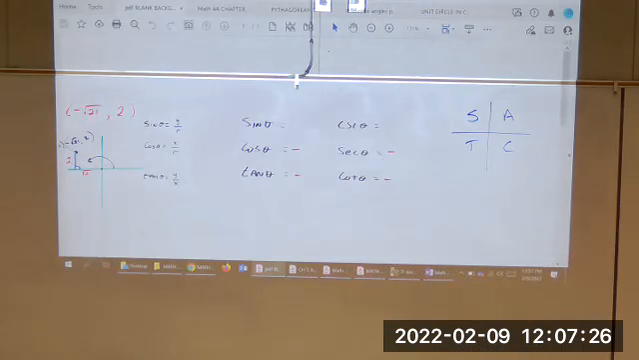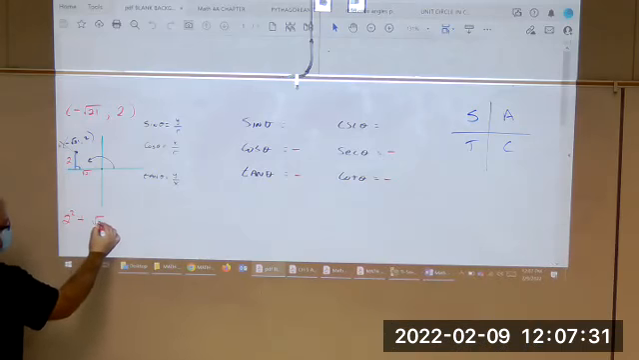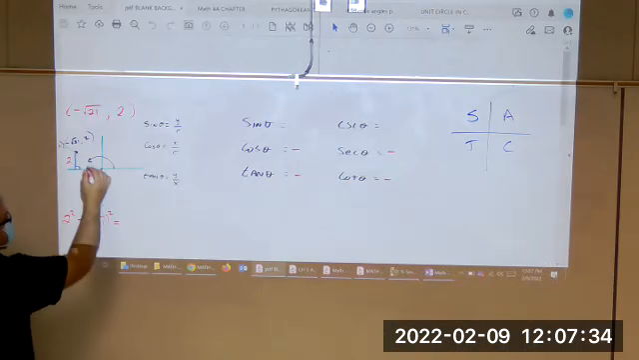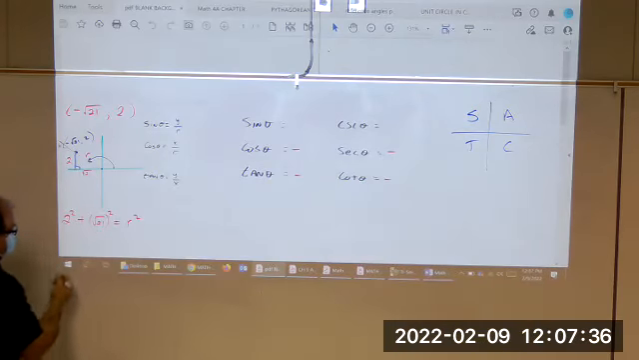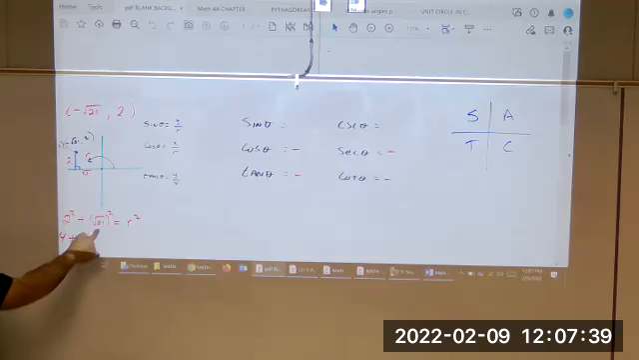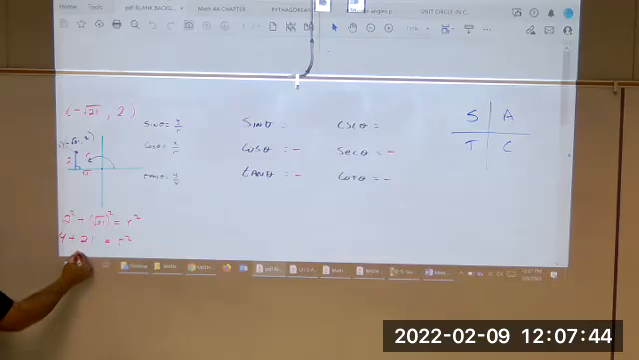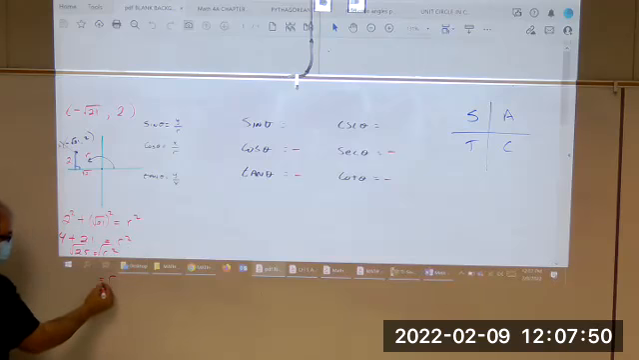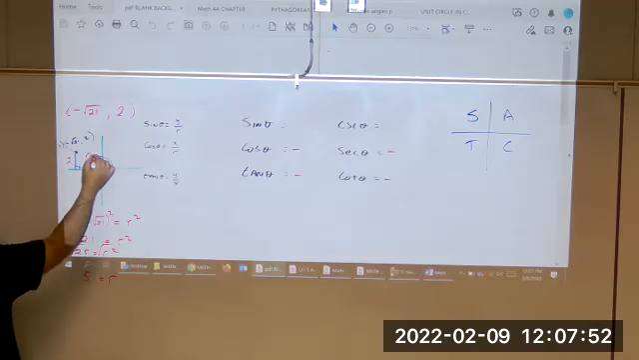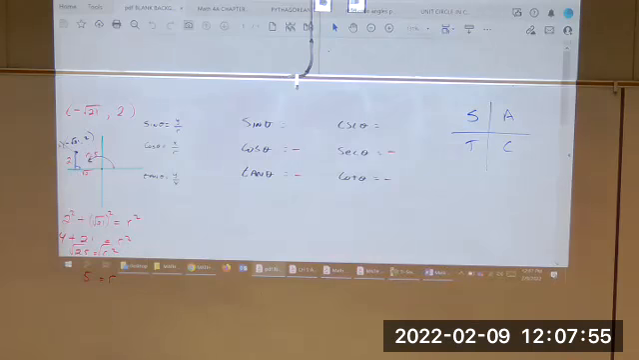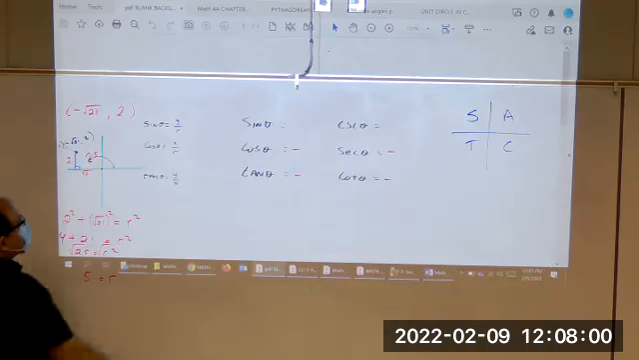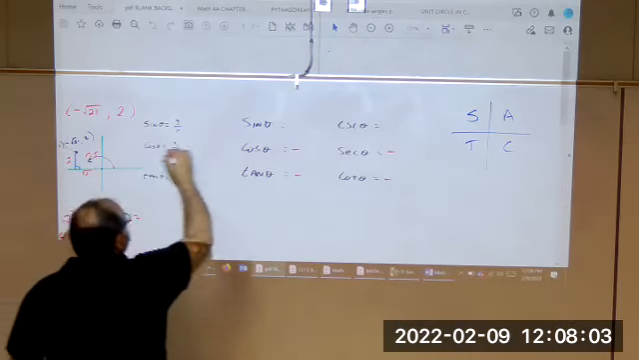Okay. So 2 squared plus the square root of 21 squared is equal to the radius squared. So the square root of 21 squared is just 21. 25 is equal to the radius squared. Take the square root. The radius of this is 5. So y is 2 over 5.